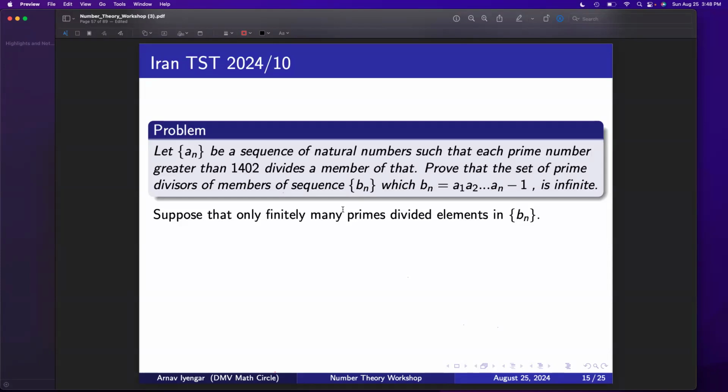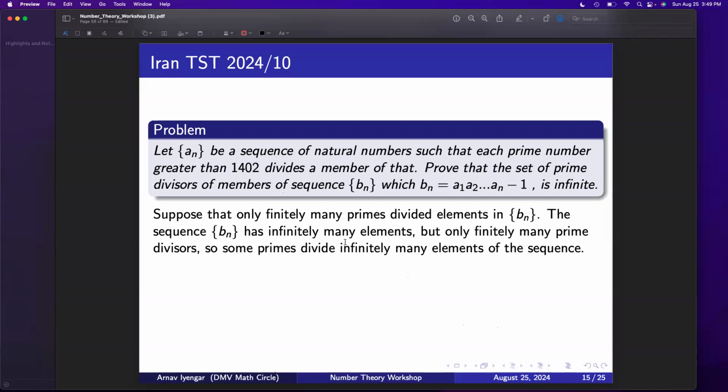Or in another way, how many elements in the sequence can primes divide? Or how many do they have to divide? I'll explain it real clear. The idea is that if only finitely many primes have to divide elements in the sequence, but there's infinitely many elements in the sequence, there has to be some prime dividing infinitely many elements in the sequence. And this can be very important.